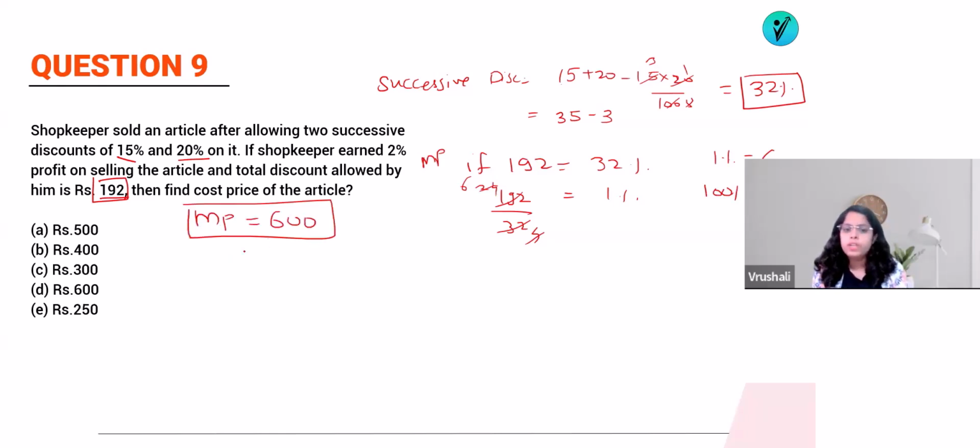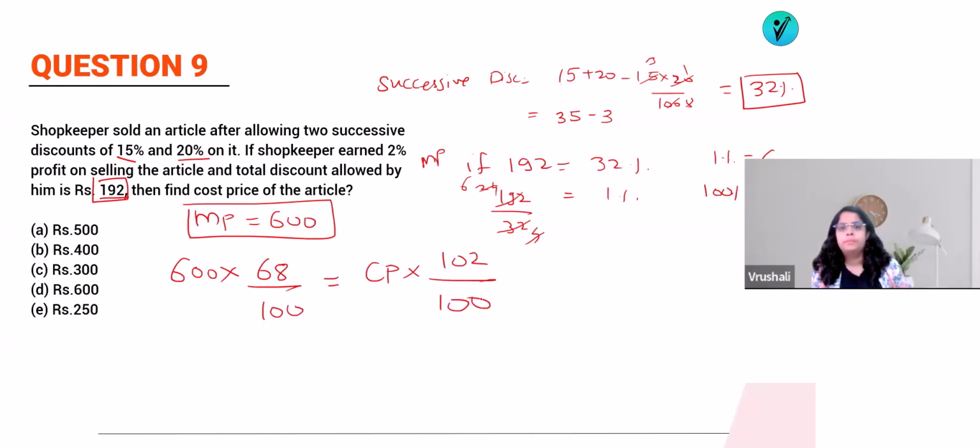Now I know that whatever this mark price is, on which he has given a discount of 32%, means he has sold at 68%, which is equal to cost price into 2% profit, because this is the selling price. Selling price is the mark price with 32% discount, and selling price is the cost price with 2% profit. So if you solve this, what will you get? 100 will get cancelled. CP will be equal to 600 into 68 divided by 102.